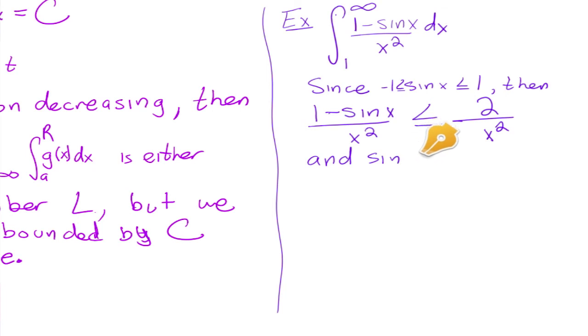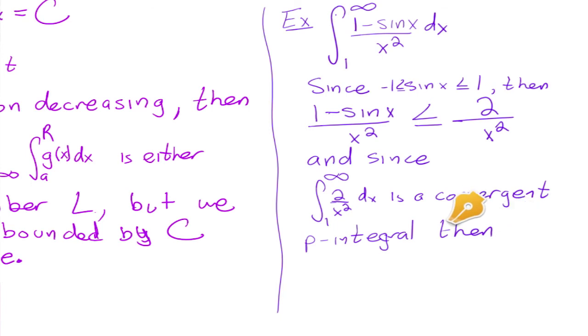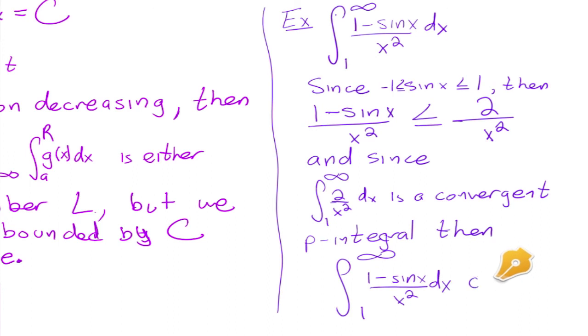And since the integral from 1 to infinity of 2 over x squared dx is a convergent p integral, then the integral from 1 to infinity of (1 minus sine of x) over x squared also converges, right?